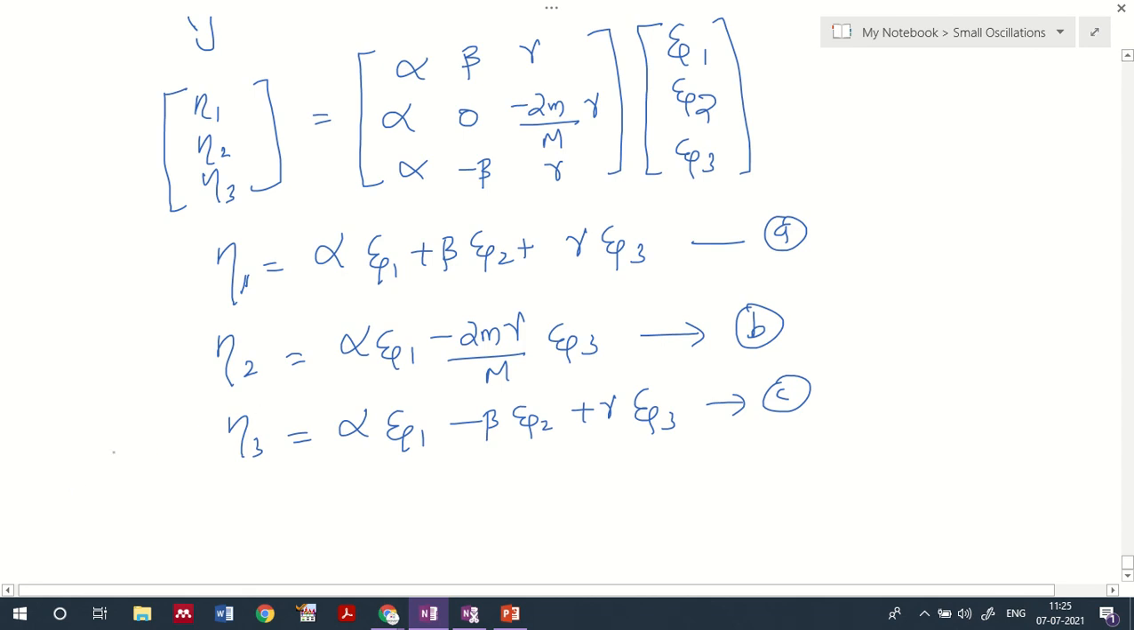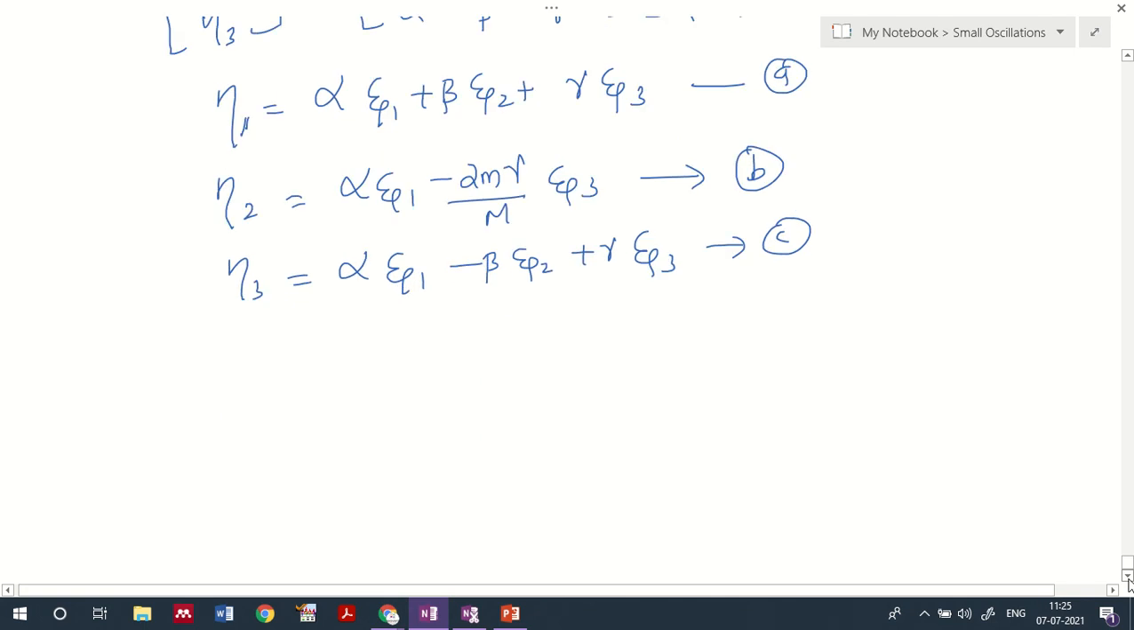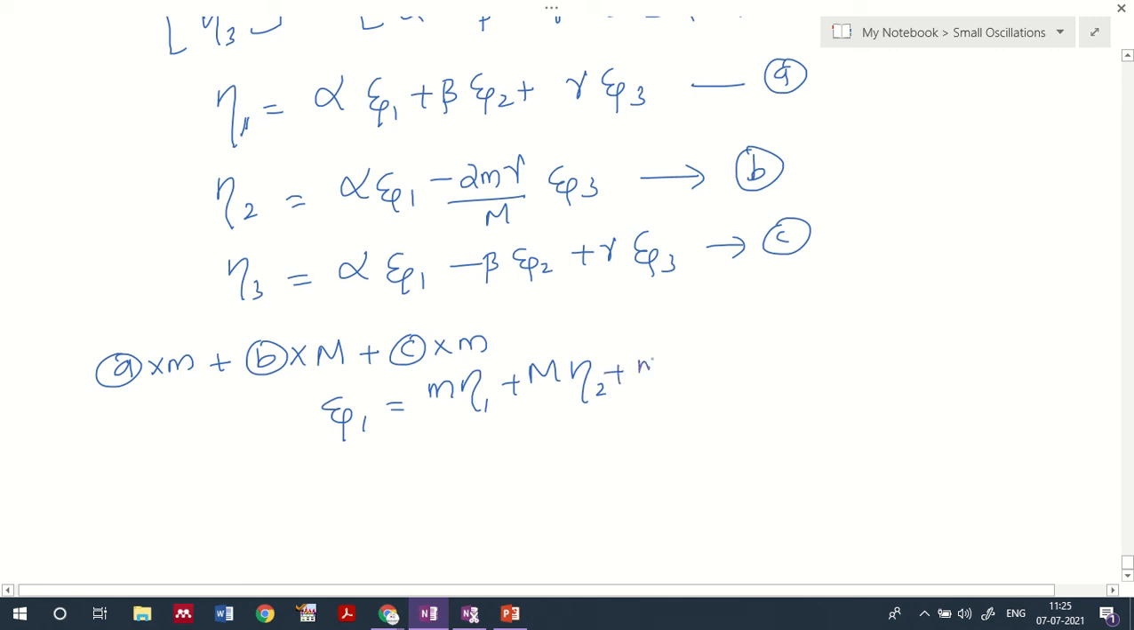Now what I do is I'll multiply equation A into small m, equation B into capital M, and equation C into small m, and take the addition of all of them. Finally, from doing so, epsilon 1 I'll be getting as m eta 1 plus m eta 2 plus m eta 3 divided by root of 2m plus M. So I'll be getting eta 1 like that.